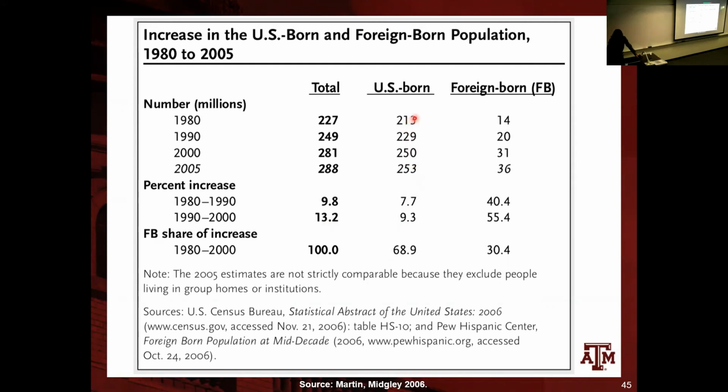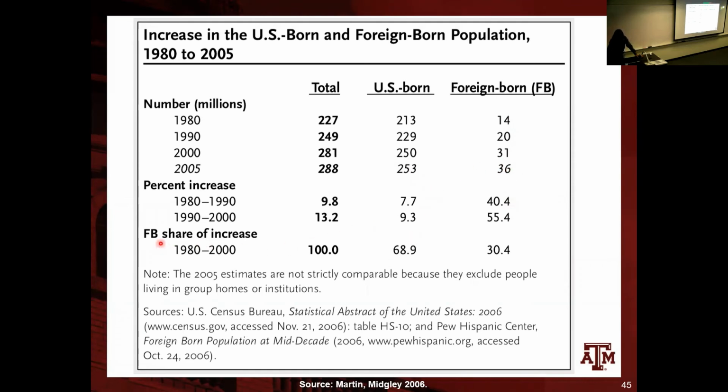The US-born population increased from 213 to 229 million. That means almost an 8% increase. And from 229 to 250, a 9.3% increase. And foreign born from 14 to 20 means a 40% increase. From 20 to 31 means a 55% increase. Although we still have fewer foreign born than US born in the country, of course, these increases were stronger considering each one of the groups within themselves.